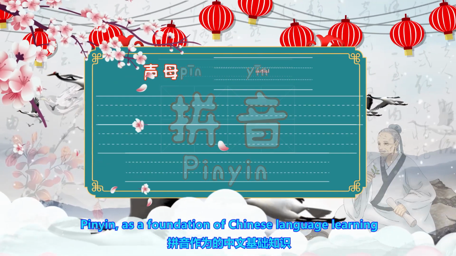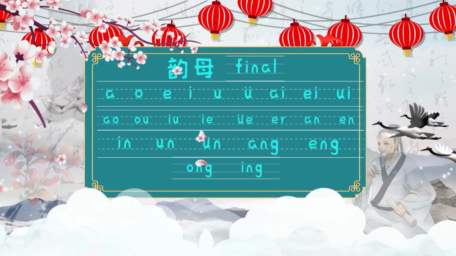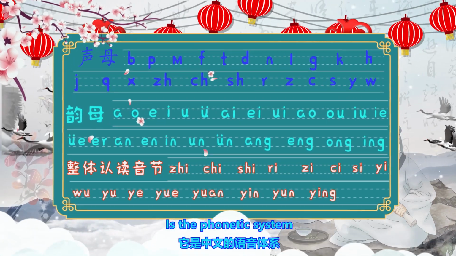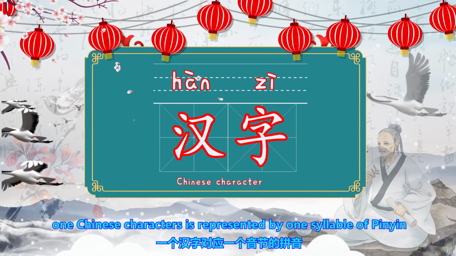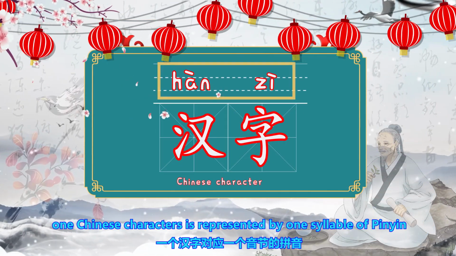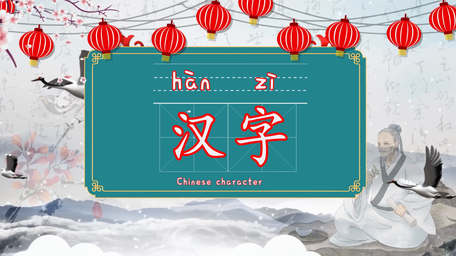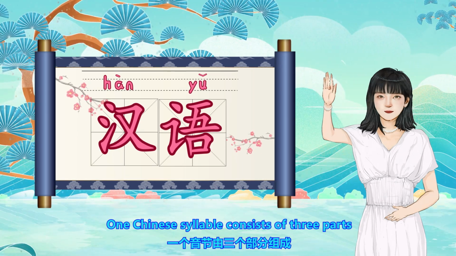Pinyin, as a foundation of Chinese language learning, is a phonetic system for Chinese characters. Generally speaking, one Chinese character is represented by one syllable of Pinyin. One Chinese syllable consists of 3 parts.